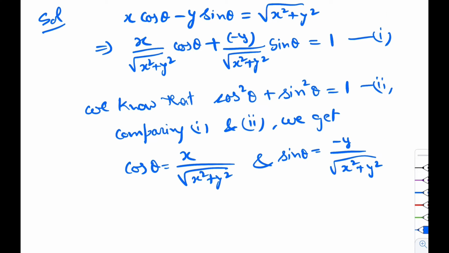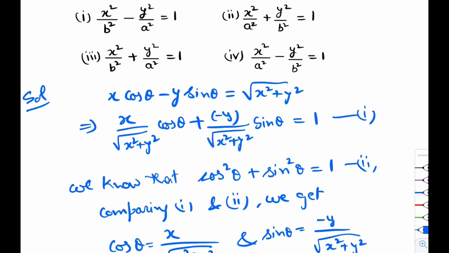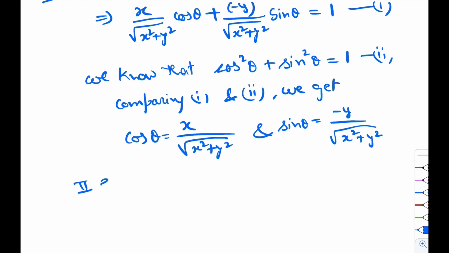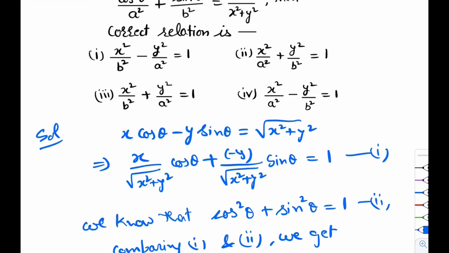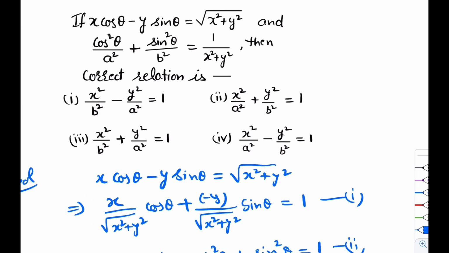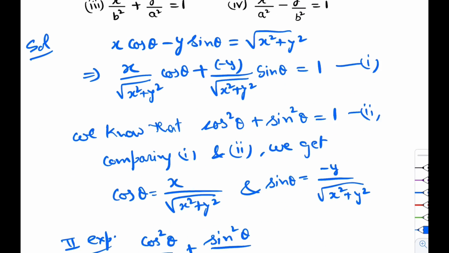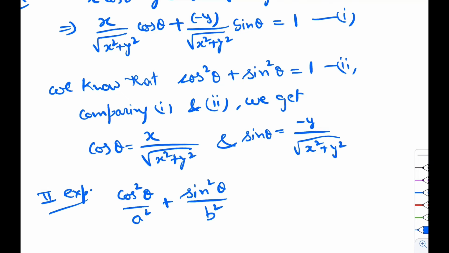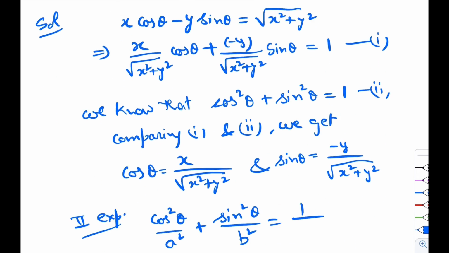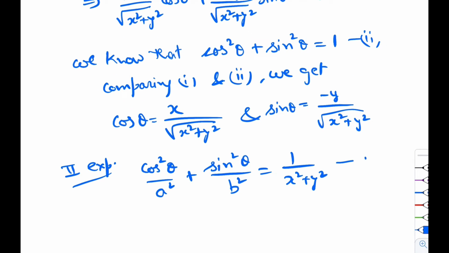Now the second expression given is cos square theta upon a square plus sin square theta upon b square equal to 1 upon x square plus y square. So suppose this is equation number 3.